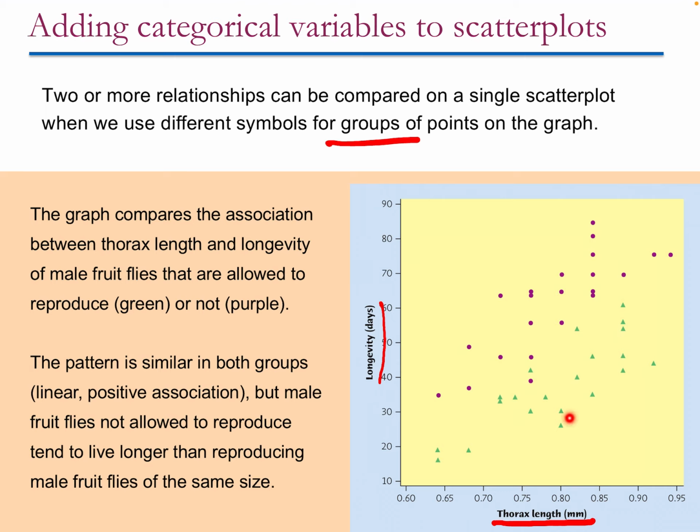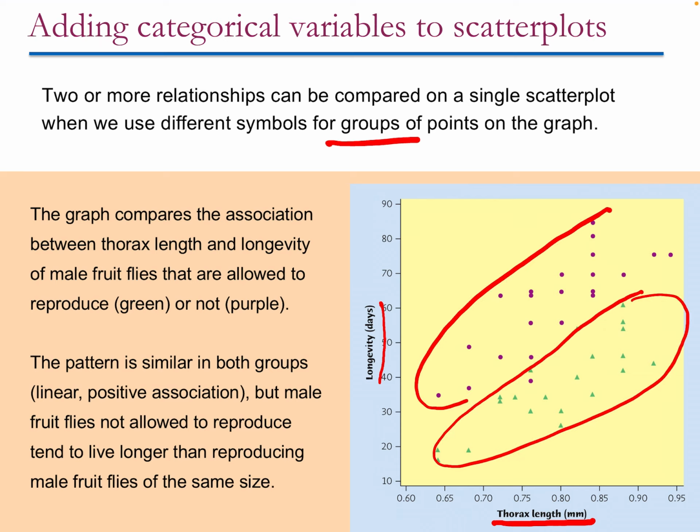You see we have green triangles for one set of males and purple circles for another set of males. So the graph compares the association between thorax length and longevity of male fruit flies that are allowed to reproduce, green, and those not allowed to reproduce, purple. So what you see is that those in green are found here and those in purple here. In other words, these guys were allowed to reproduce, these guys weren't.